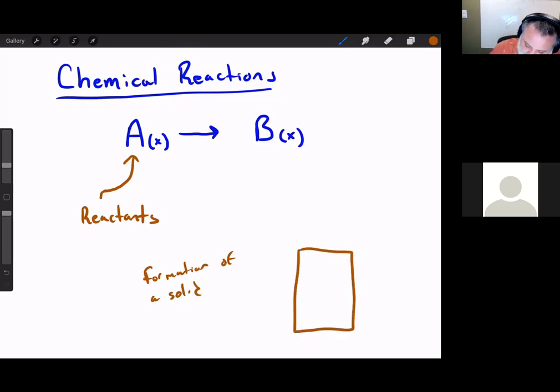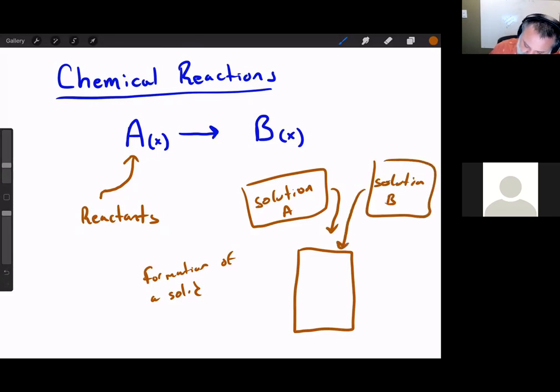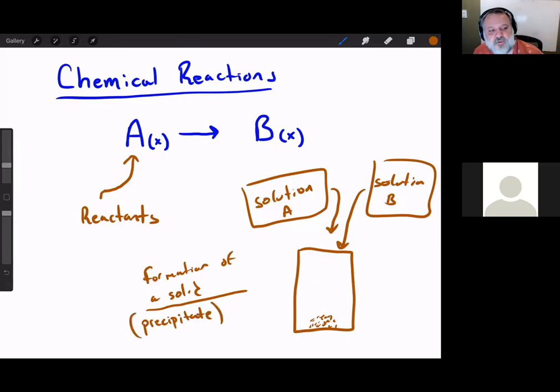If I mix solution A and solution B together and a solid forms, this is what I mean. If you were to go back to the notes and think about formation of a solid, I mean the formation of a precipitate. Yep. And the same is true with gases, right?